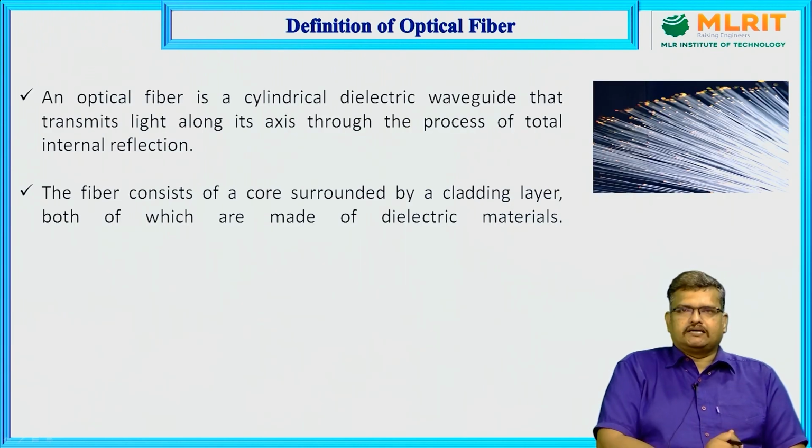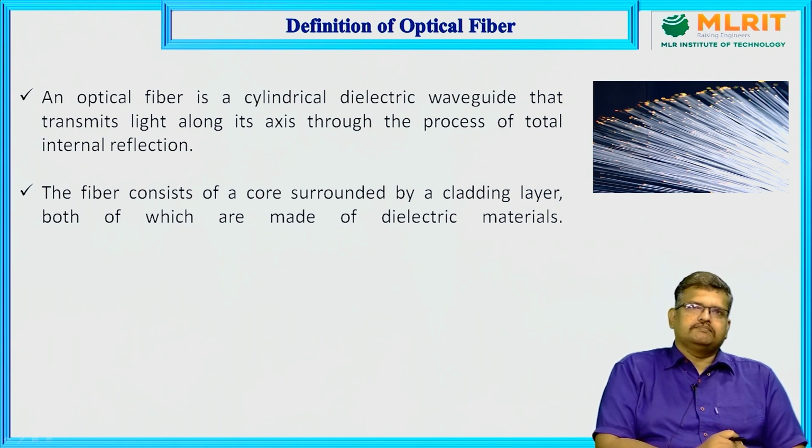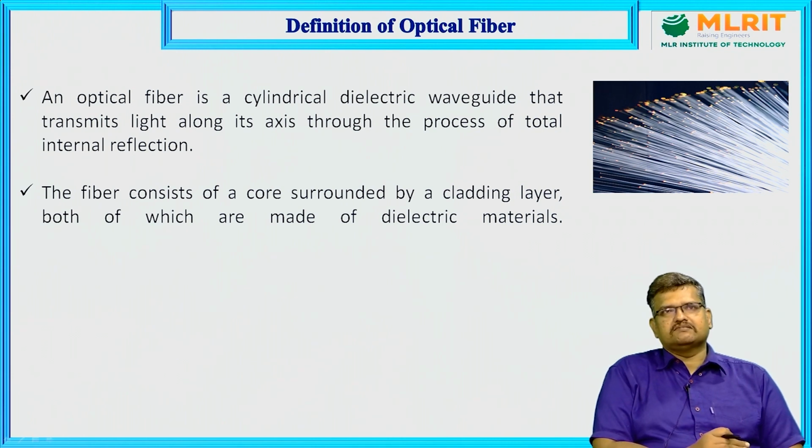In general, in normal communication we use copper wire, but in fiber optic communication we use fiber. We convert the electrical signal into a light signal and transmit it through the fiber. That's why we call it a fiber optic communication system.